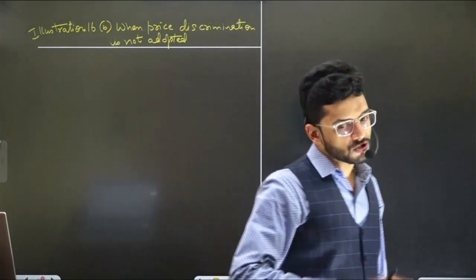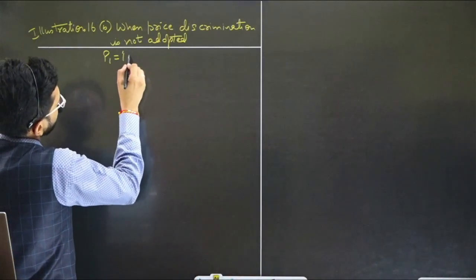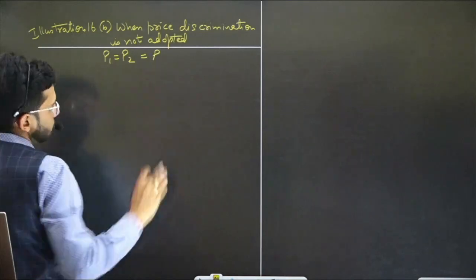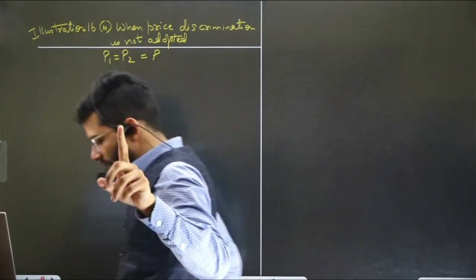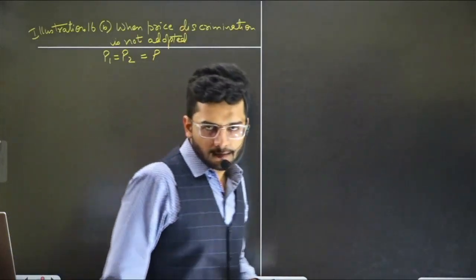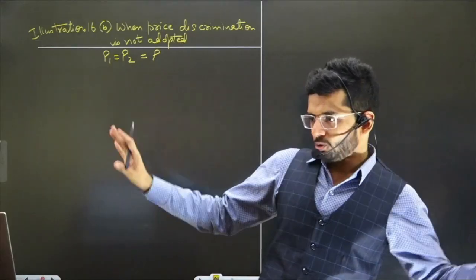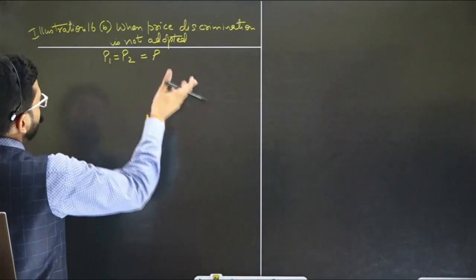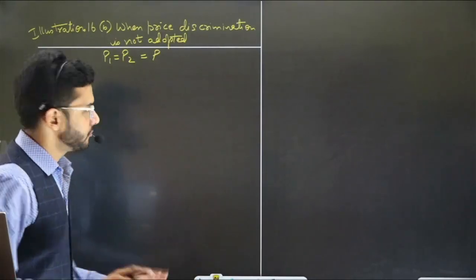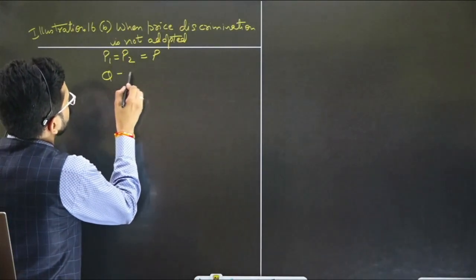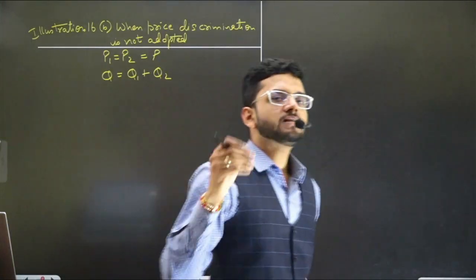Now guys, when price discrimination is not adopted, it simply means that P1 is equal to P2, which is equal to constant P. So there are no two P's. P is only one. There's no P1 or P2 concept. And there's only one Q. Q is equal to Q1 plus Q2. Everything else remains the same.